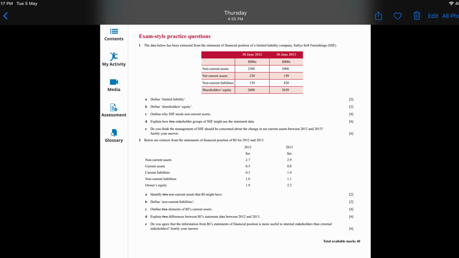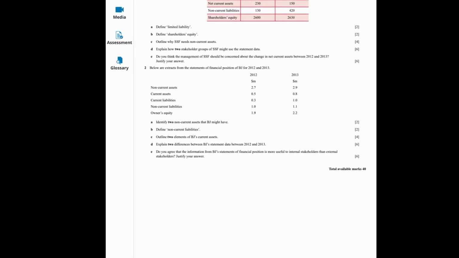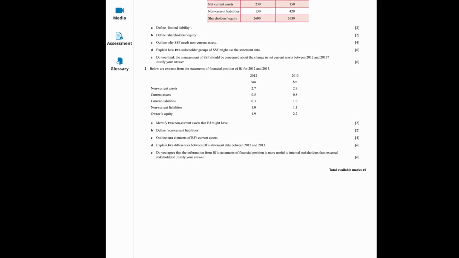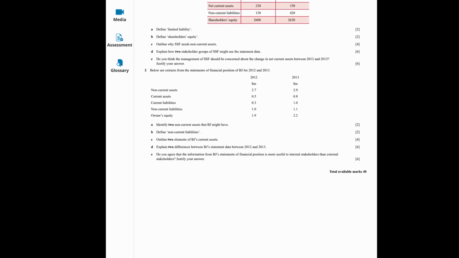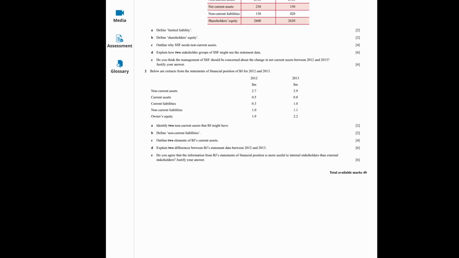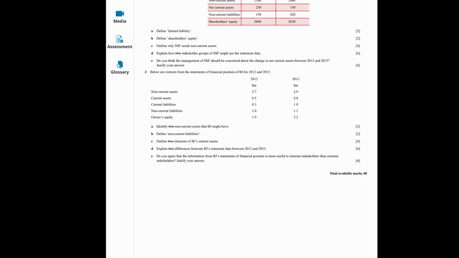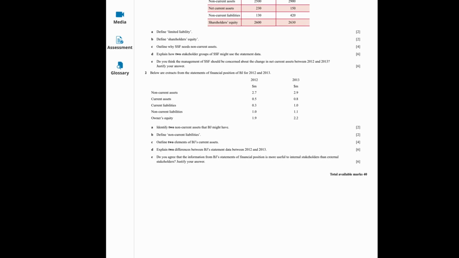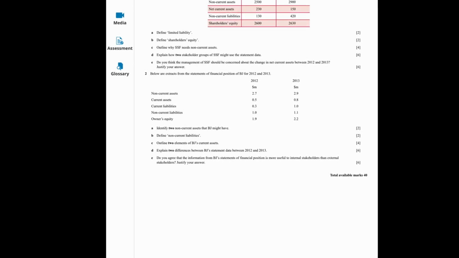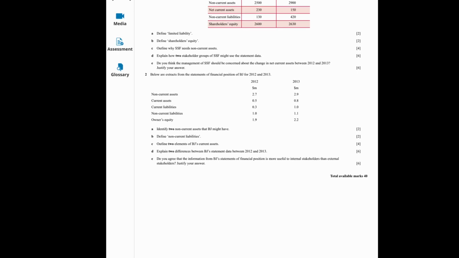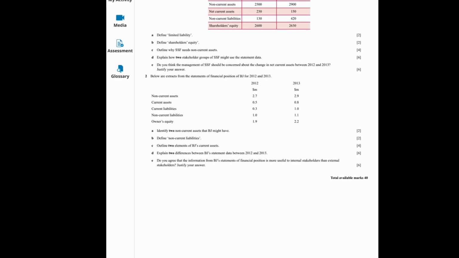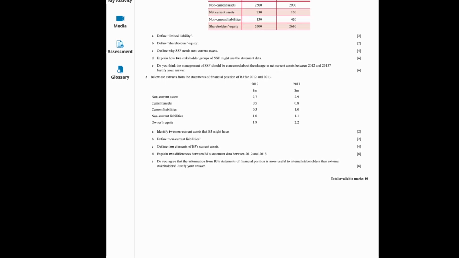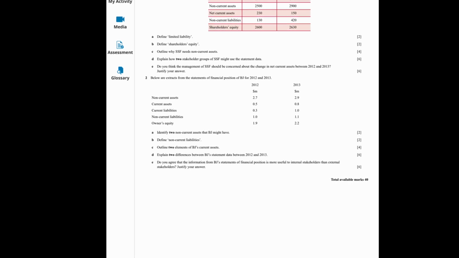Question D: explain how 2 stakeholder groups of SSF might use the statement data. The first one could be banks. If SSF asks for a loan, the banks will want to know the value of its non-current liabilities. If existing borrowing is high, the banks might think SSF is too risky. However, they would also look at non-current assets, as land and buildings might be used as collateral against any further borrowings.